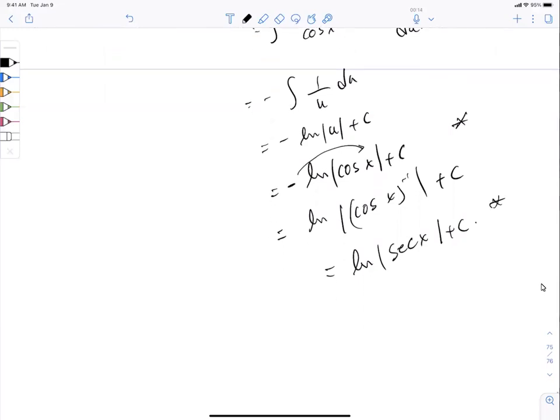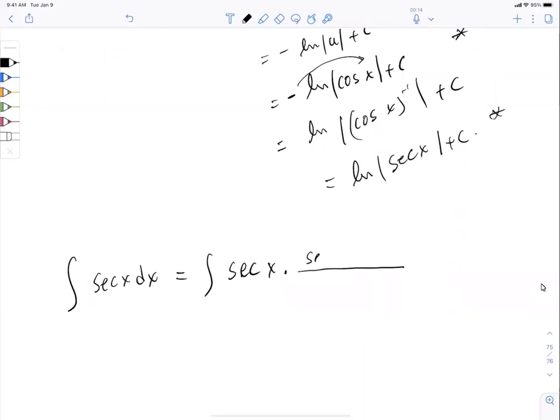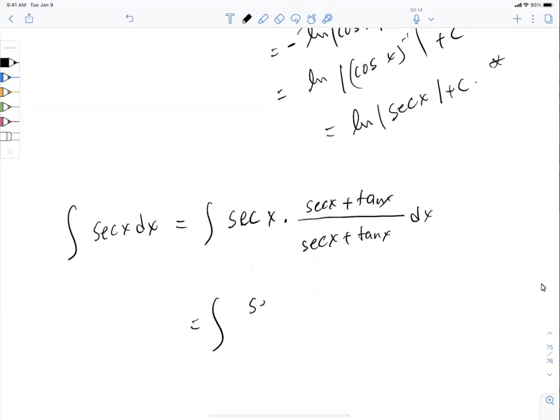Secant gets a little bit trickier. In fact, unless you have seen it before, it will be very hard to know the trick that's involved in calculating the antiderivative of secant. So to calculate the antiderivative of secant x, I hope you can remember this: you multiply top and bottom by secant x plus tangent x. I don't know how you would know this unless you have seen it before, but that's what you need to do. And then you distribute it out.